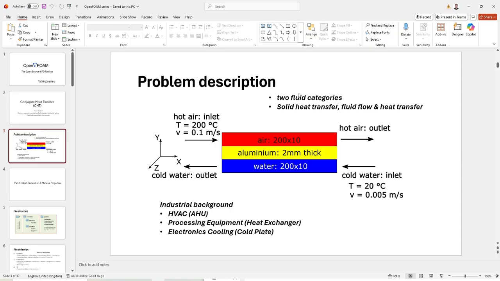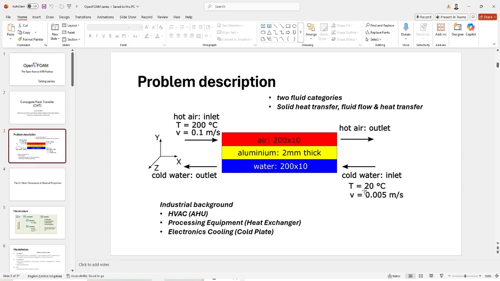So in general, we have 2 fluid categories. We want the heat transfer happening among the solid and two fluid regions. And if I give some initial conditions, for example, the geometry here, and also the inlet condition of the air, which is hot air at 200 degrees C and 0.1 meter per second, we want to cool it down by using cold water.